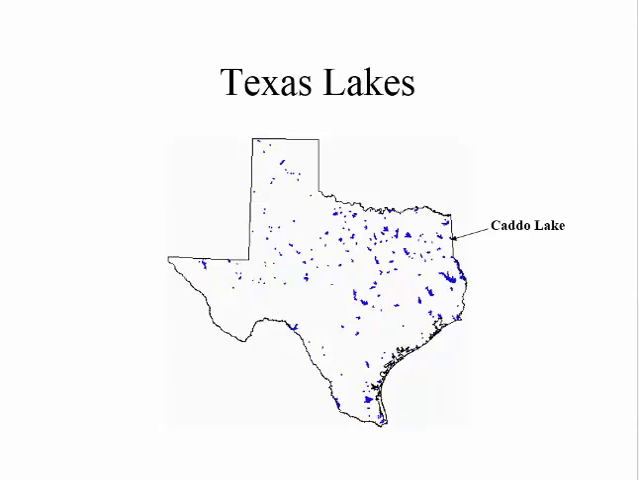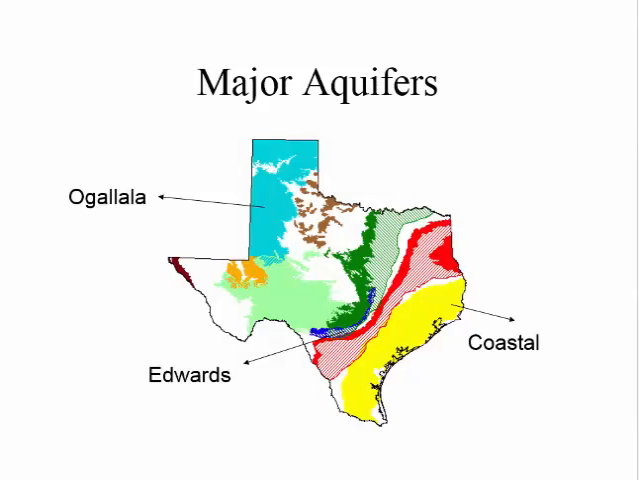There are a number of lakes in Texas, but none of them are in excess of 10 acres that are natural. Caddo Lake is the only naturally occurring lake in Texas of greater than 10 acres. Now later we'll talk a little bit about aquifers. They're the underground water-bearing structures.